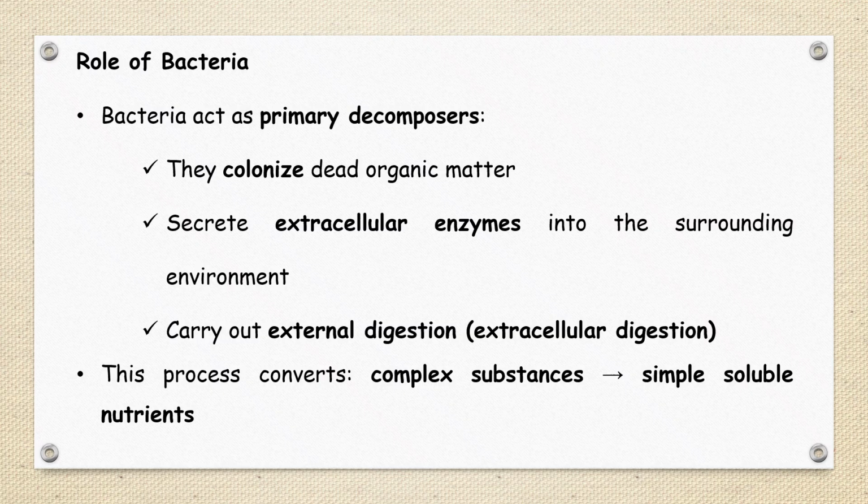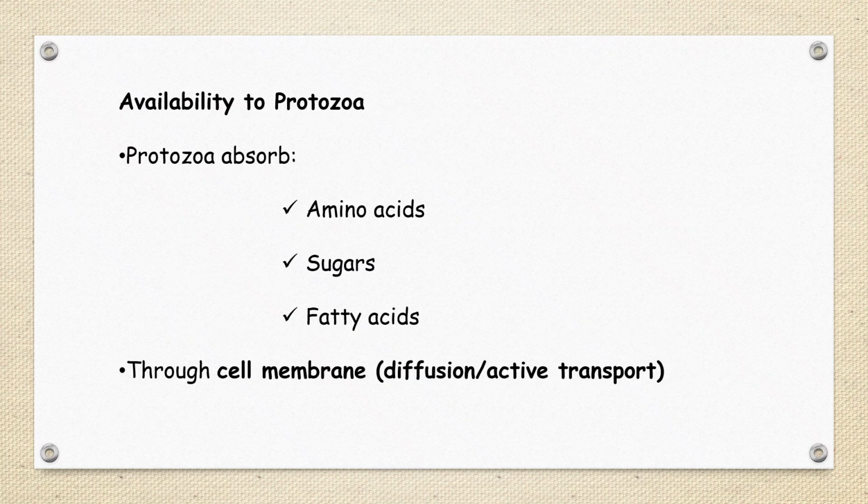And with the help of these extracellular enzymes, they're going to digest this organic decomposing, that is dead and decomposing matter, right? And which is going to be converted into what? The simple soluble nutrients, right? And these simple soluble nutrients are going to be absorbed by the protozoans which are living in that particular area. They might contain amino acids, sugars and fatty acids directly, which are going to be absorbed with the help of the cell membrane of the protozoan.